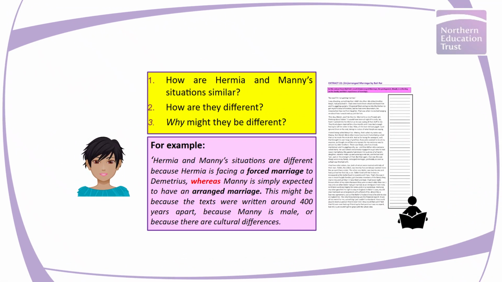So in their reading of the unarranged marriage, students would have encountered Manny's feelings of disconnection from his family and not quite understanding the tradition around arranged marriages and how that was applicable to him. It's enabling our students to think about, again, that difference between arranged marriage as opposed to forced marriage, but equally to try and pinpoint where there are similarities between Hermia and Manny. Do they feel as though the situations are quite similar? How are they different? And why might they be different?